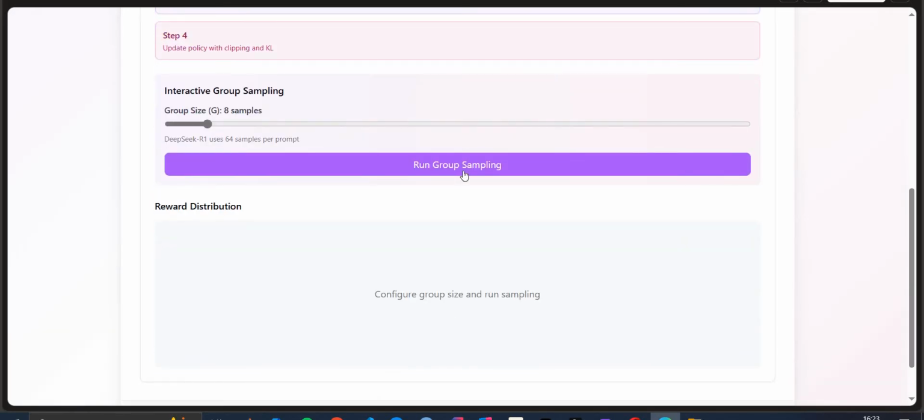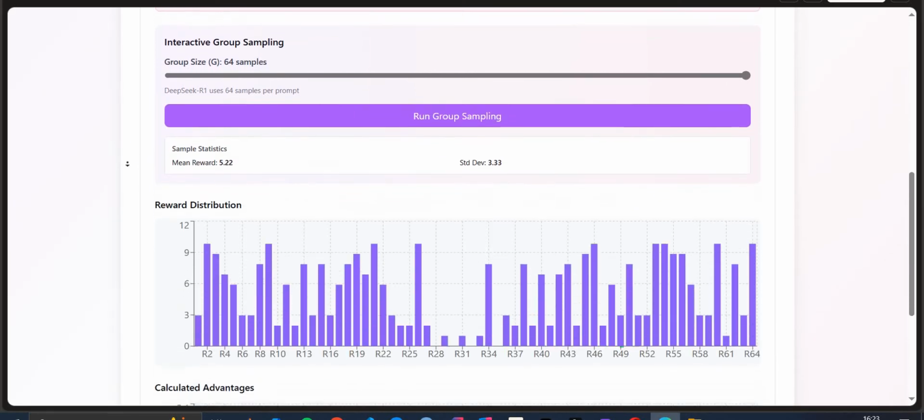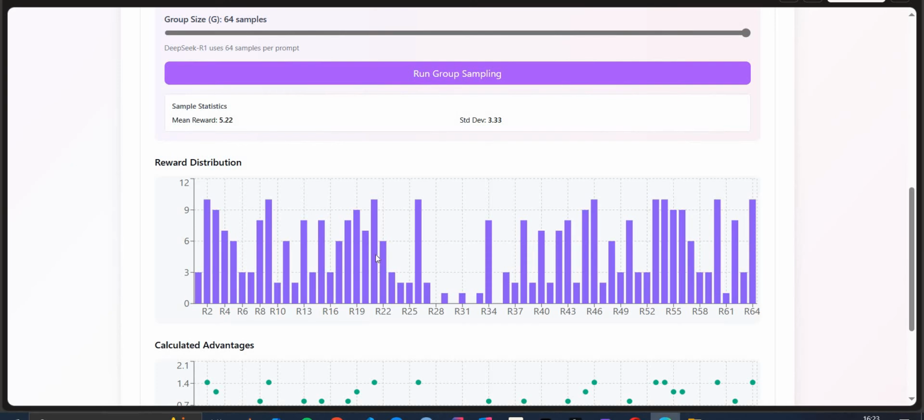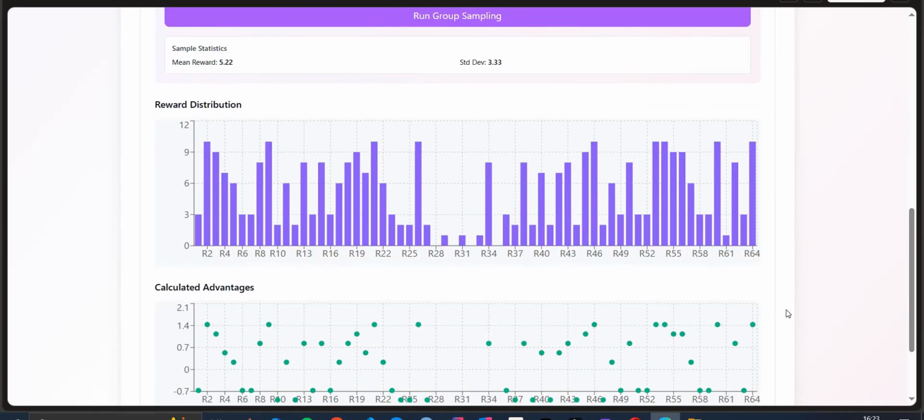And let's run it, and let's make it 64. So when you look at the reward distribution chart below, you can see these rewards vary among the 64 samples. The mean reward here is around 5.22, and the standard deviation is about 3.33, and that spread shows how diverse the responses are within the group.